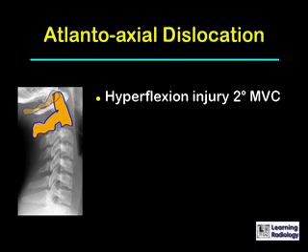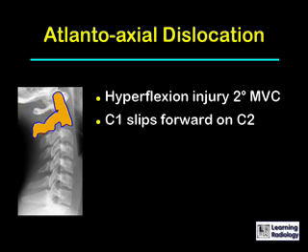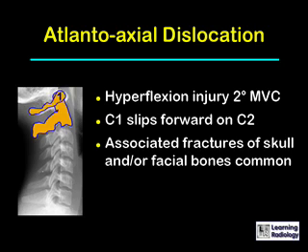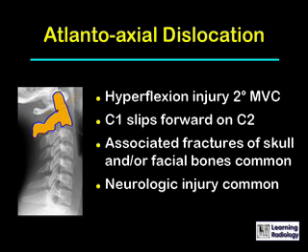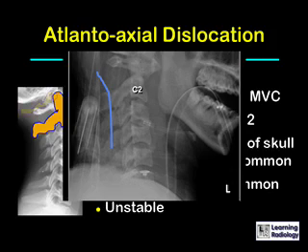So let's look at atlantoaxial dislocations, starting at the top of the cervical spine and moving down. These are hyperflexion injuries, usually secondary to motor vehicle accidents. C1 will slip forward on C2. There are frequently associated fractures of the skull and/or facial bones. Neurologic injury is common, and these are unstable fractures.